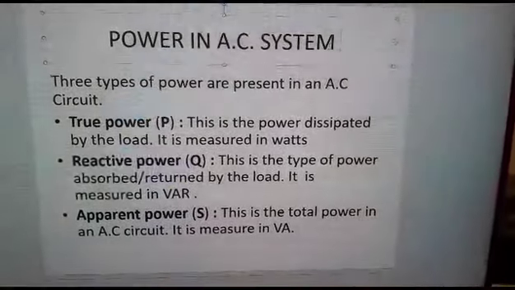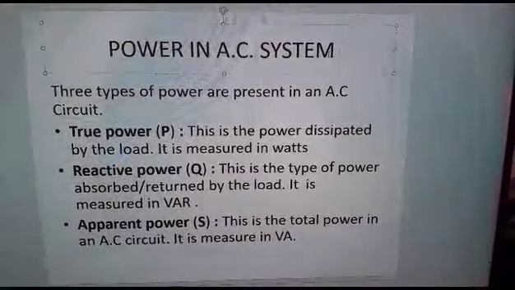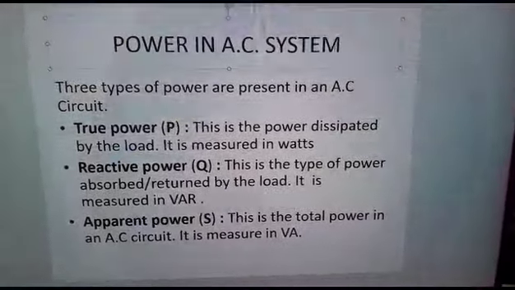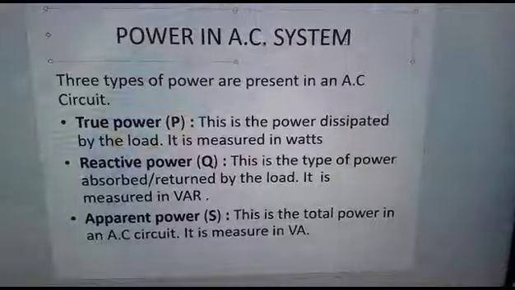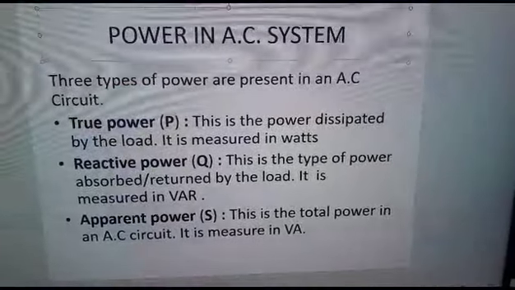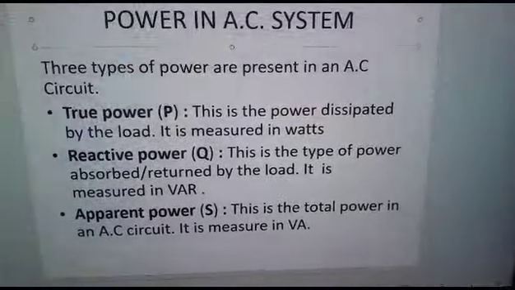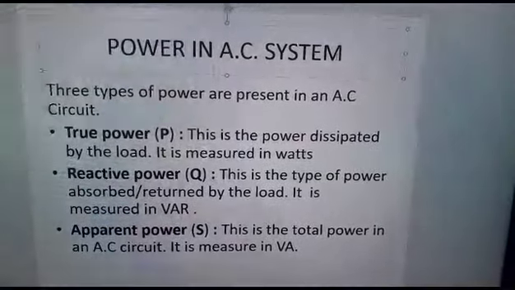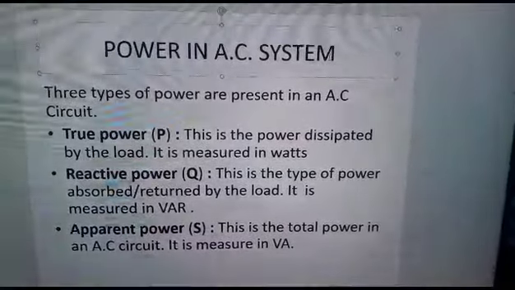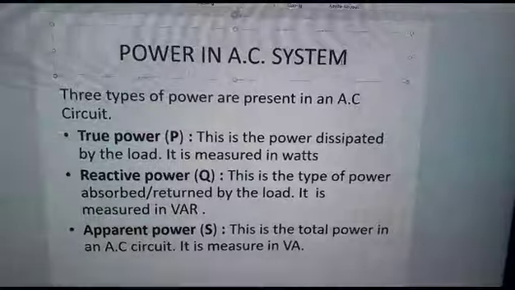In this video, I will be teaching you power in AC systems. There are three powers present in an AC system. These three powers are the true power, which is represented with P. Another name for true power is active power, or you can call it genuine power.